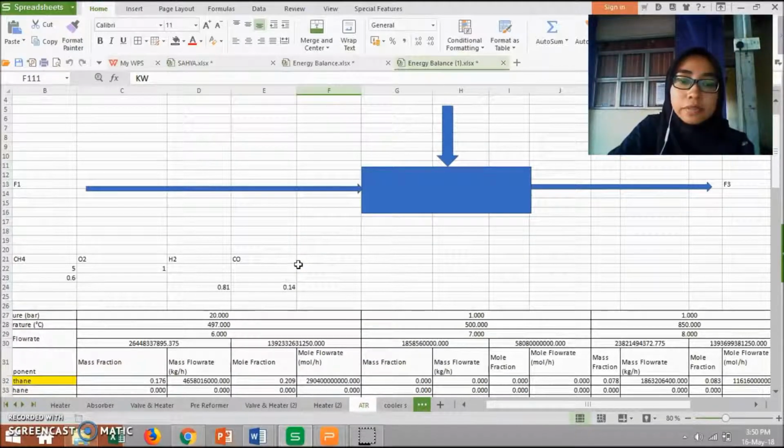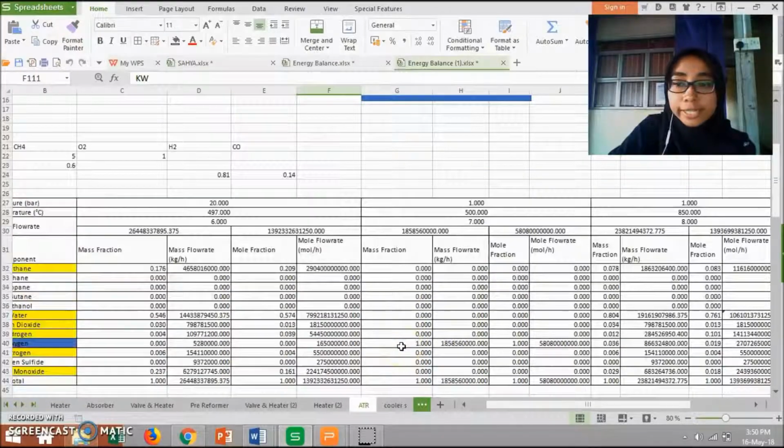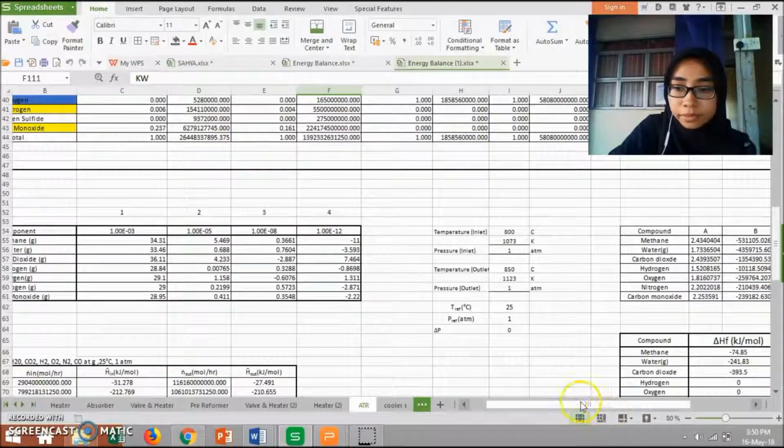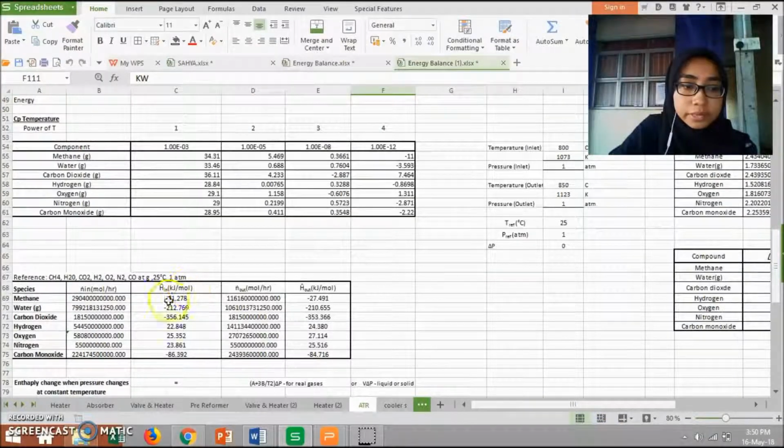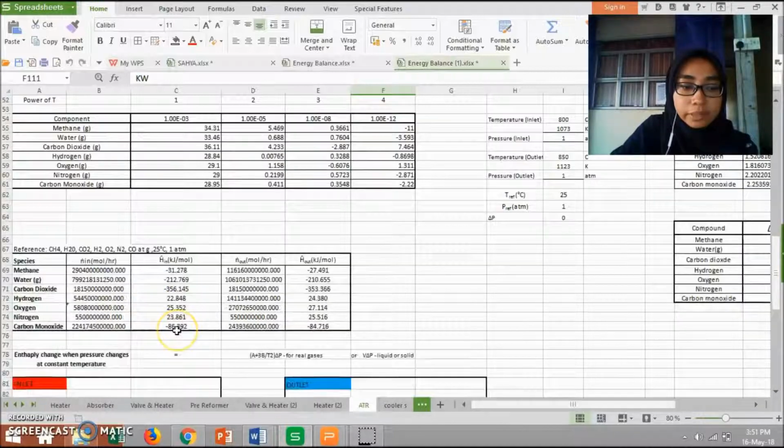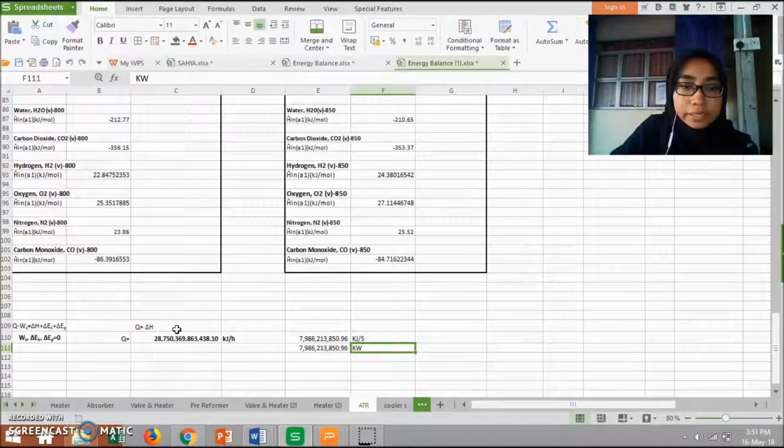Thus, I'm using heat of formation to calculate its energy balance. As for the reference, I'm using methane, steam, carbon dioxide, hydrogen, oxygen, nitrogen, and carbon monoxide at standard condition, which is 25 degrees Celsius and 1 atm. And the Q that I obtained is in positive value, which shows it is an endothermic reaction.